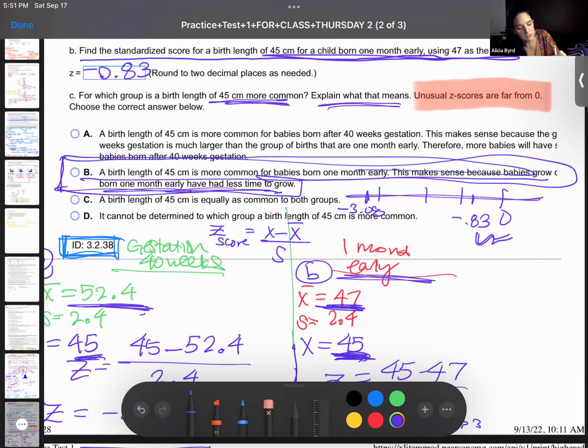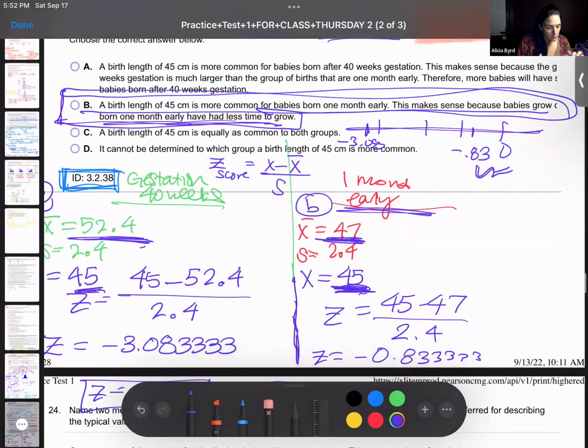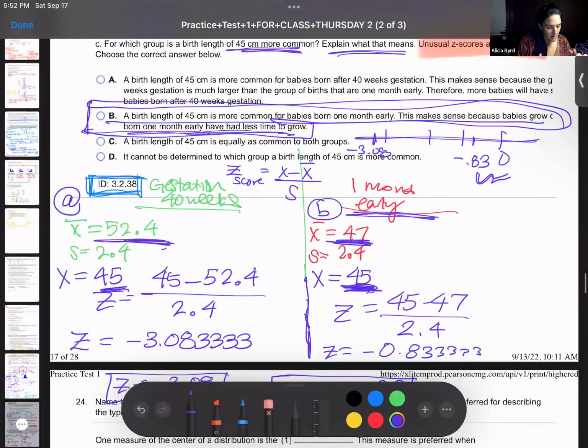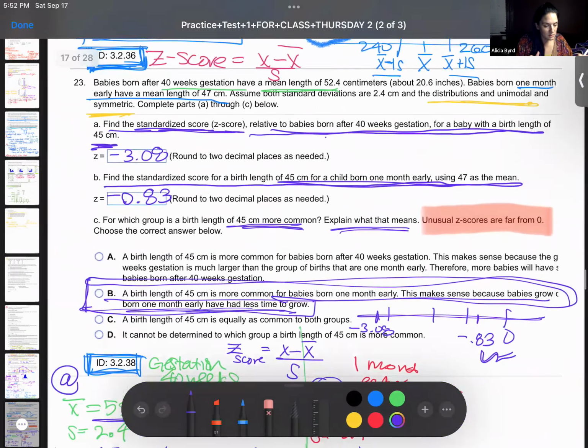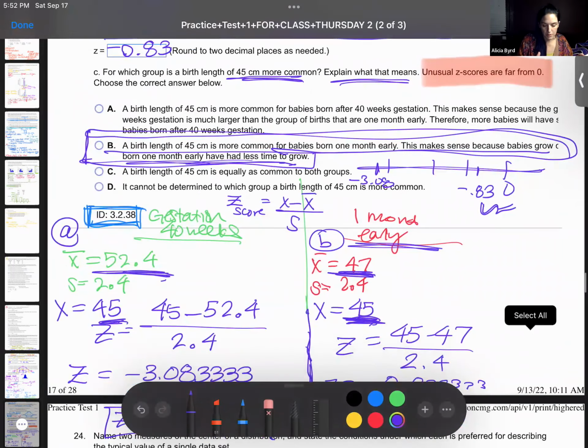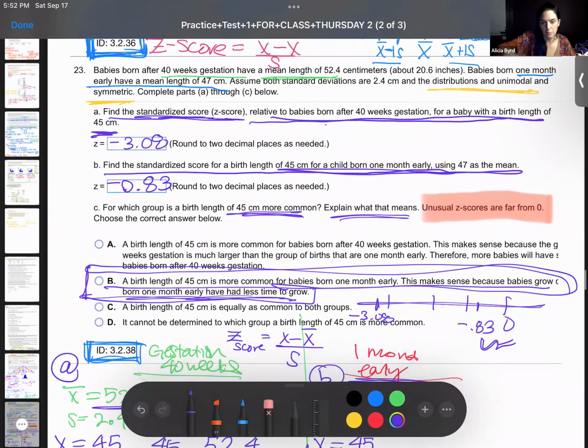So that's one good thing. Statistics should always make sense, y'all. Within reason. Sometimes probability is counterintuitive for sure. But we are looking at, again, practice test 1, and this is question 3.2.38. It was question number 23 in our practice test.